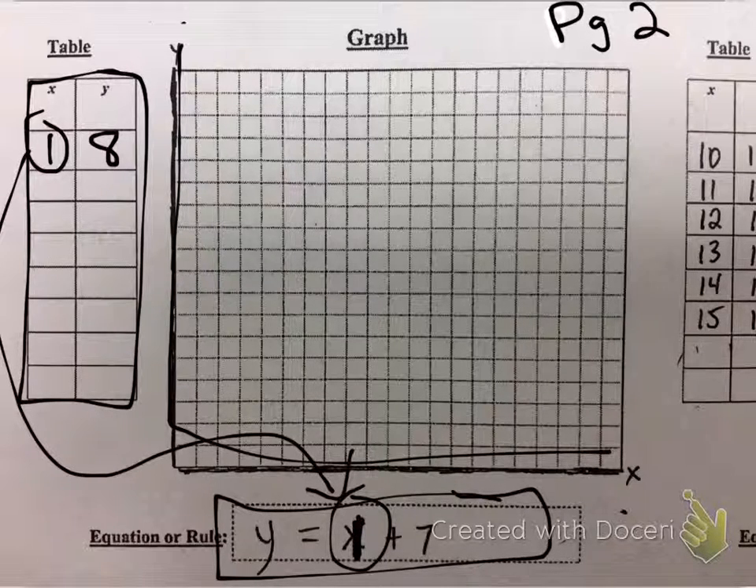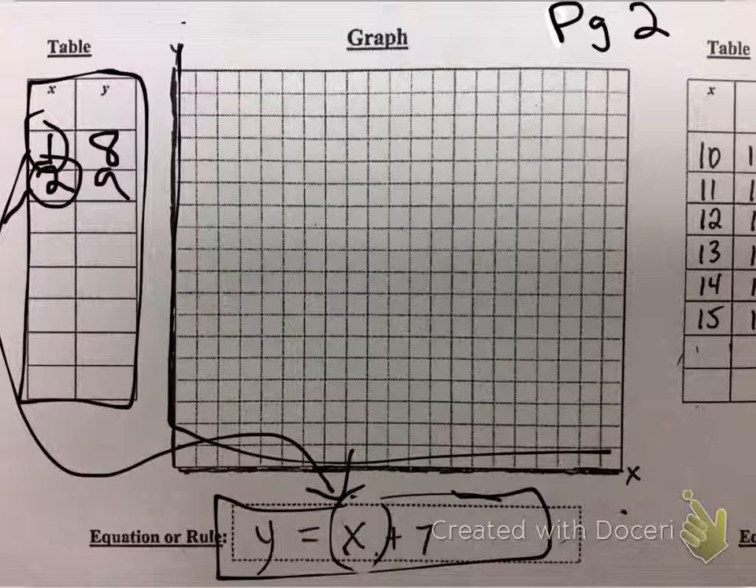If you wanted to keep going, you could say 2. So you take that 2 and you plug it in. Now you've got 2 plus 7. Well, 2 plus 7 is 9. And you keep doing that. You keep plugging in. You keep finding out what your y would be. And then you would have to graph it.